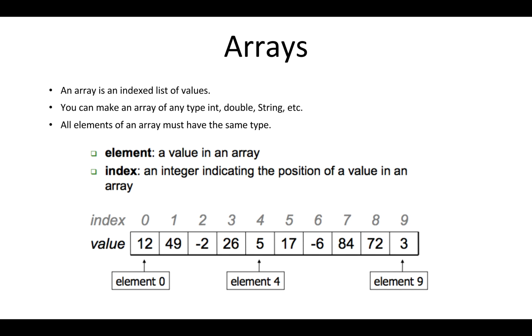So if you create an array of integers, then every other element in the array also has to be an integer. Again, if you create an array of type string, which is an object, then every other element in the array has to be a string as well.